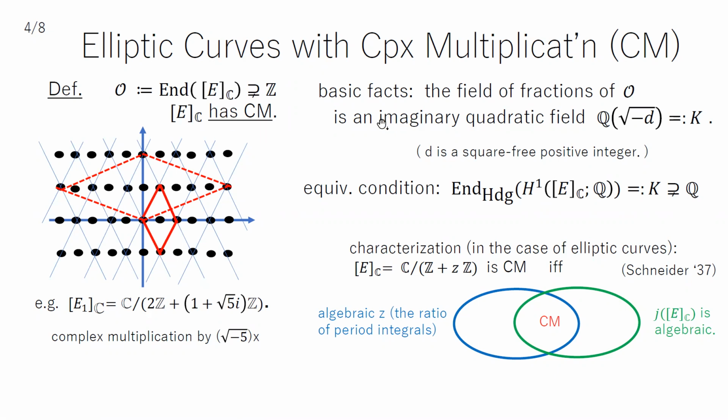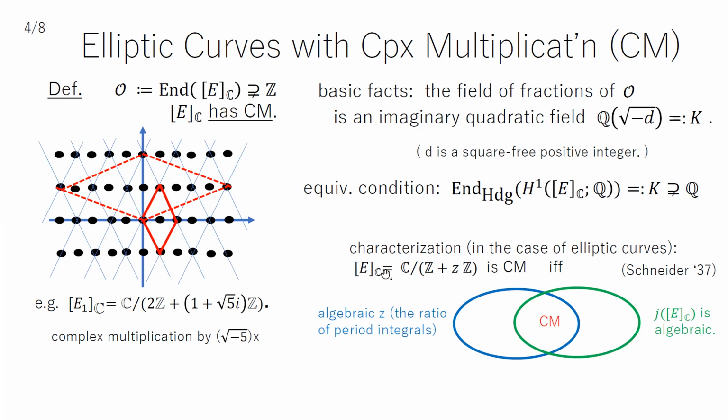And it is known as a basic fact that the field of fractions of this ring O for elliptic curves with complex multiplications is one of the imaginary quadratic fields. It is a degree 2 extension of the field of rational numbers obtained by joining the square root of minus d, where d is a square free positive integer. And let me skip it. So that's the characterization of the complex multiplication.